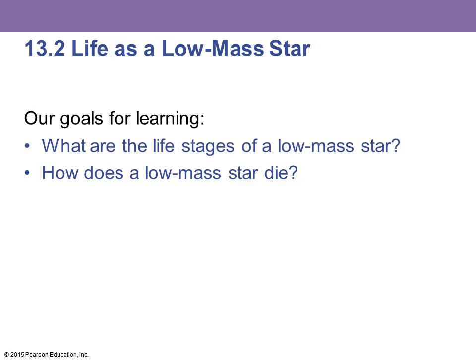In section 13.2, we're going to look at life as a low-mass star. As you see on page 335, a low-mass star is a star which has less than about 2 solar masses of material. So our sun is considered a low-mass star. Intermediate mass stars are somewhere between 2 and 8 solar masses, and high-mass stars are anything greater than 8 solar masses. So in this section we're going to look at what the life stages of a low-mass star are and how a low-mass star dies.